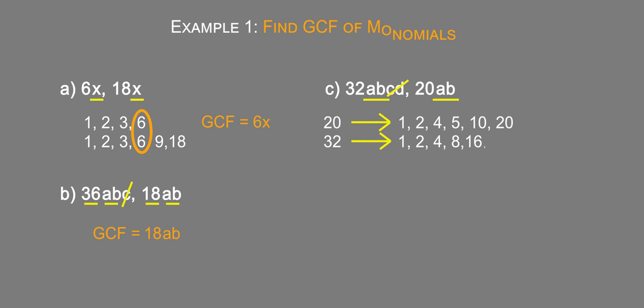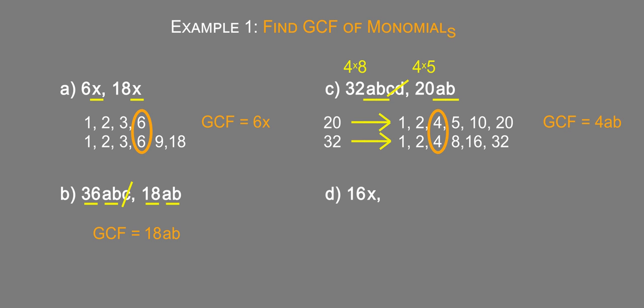So we should recognize here the greatest common factor with these is 4. 4 times 8 and 4 times 5. 5 and 8 don't share any common factors, so we know that we're right with 4. So we know it shares AB and it shares 4, so we have 4AB as our greatest common factor.